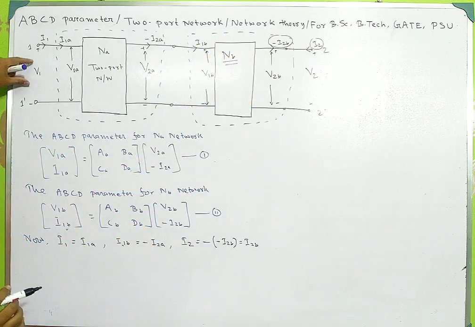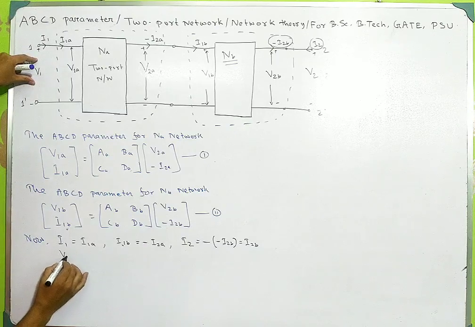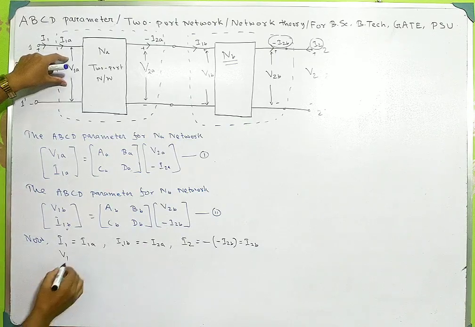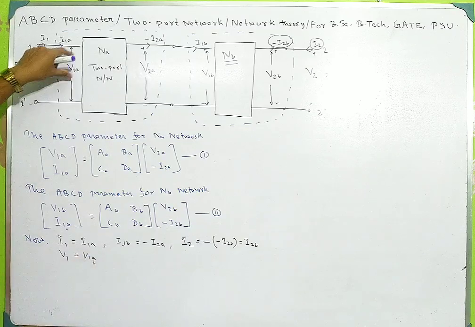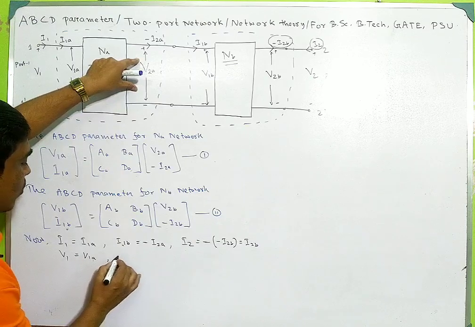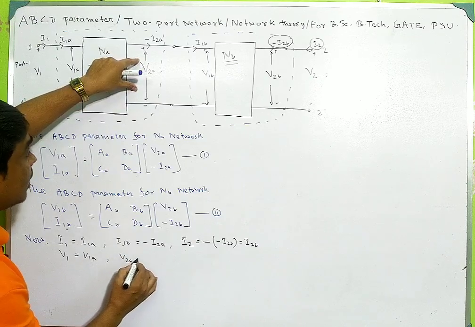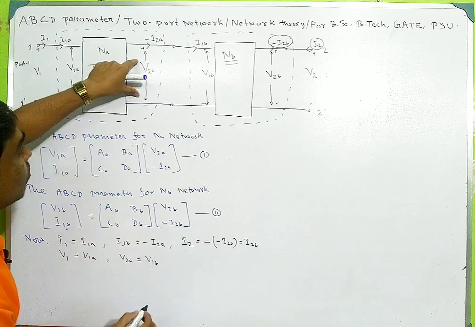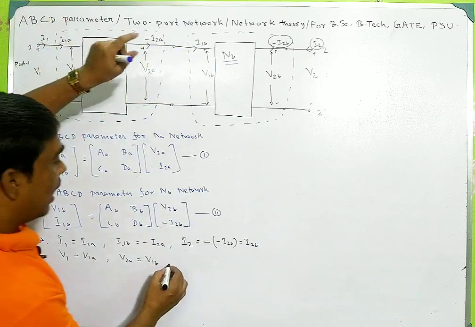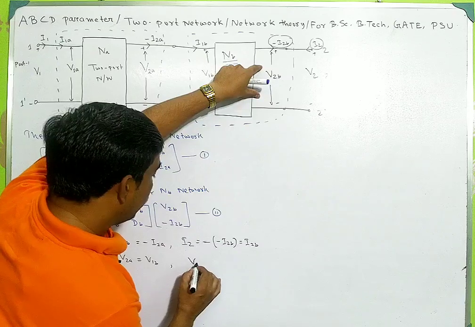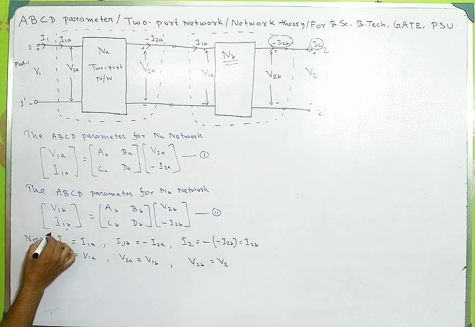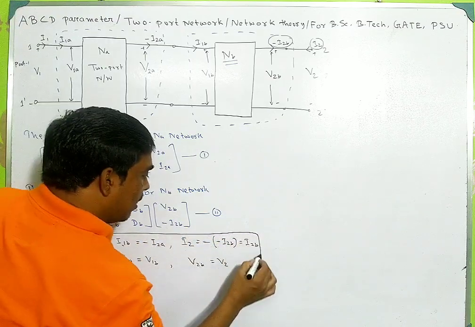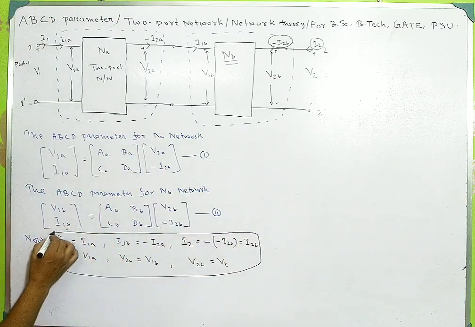Now we relate the voltages. We have taken V1. So V1 must be equal to V1A, and this is V2A, which is given by V1B. This voltage and this voltage must be equal, and this voltage V2B must be equal to V2. So this is the relation of current and voltage in this cascaded network.